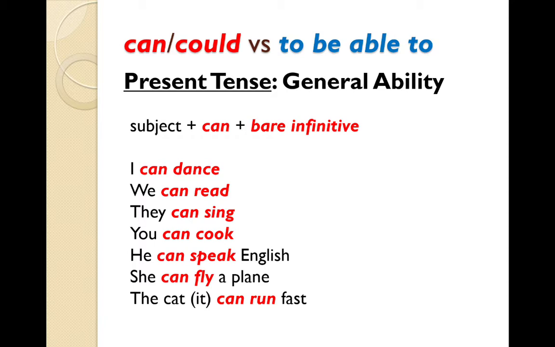Can becomes shortened. I can dance. We can read. They can sing. You can cook. He can speak English. She can fly a plane. The cat can run fast.